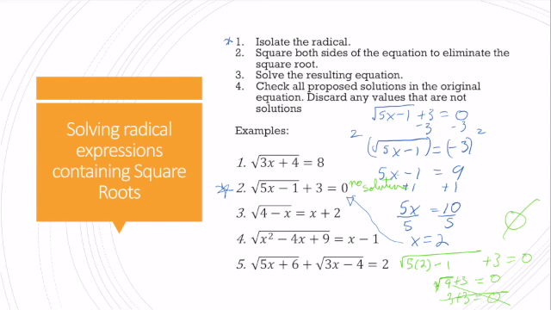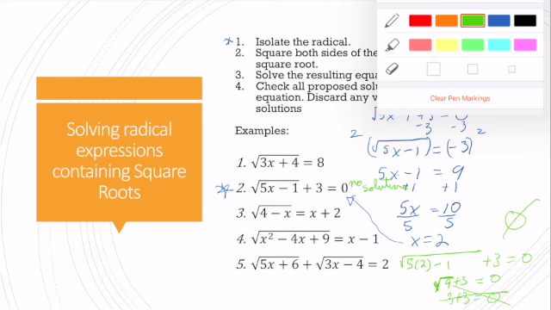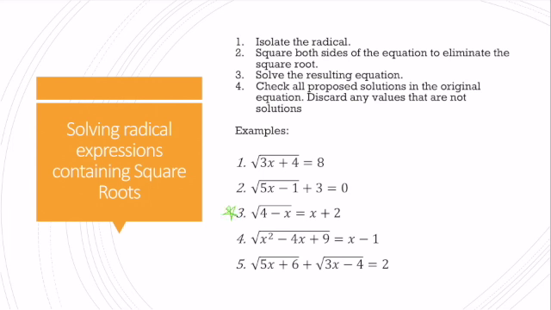Remember, when I'm taking the square root of 9, I always want the positive or principal square root, okay? Let's clear everything and take a look at example 3. I guess we're green now. So I have the square root of 4 minus x equals x plus 2.